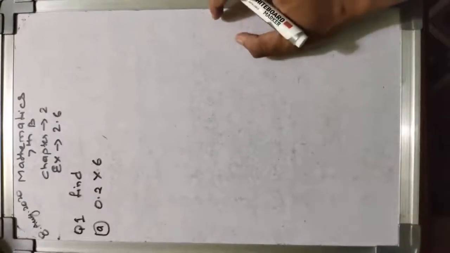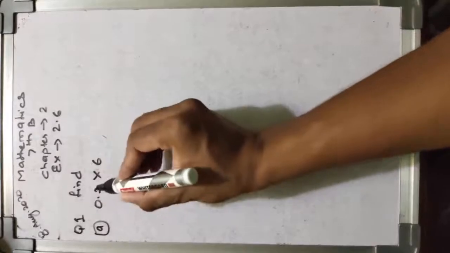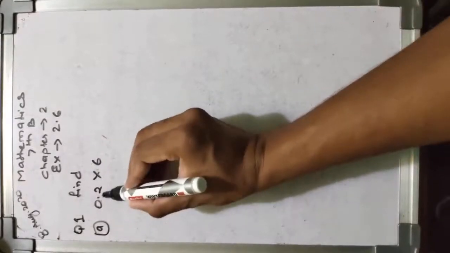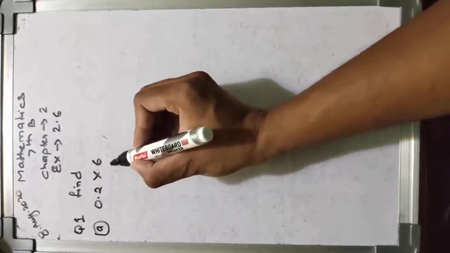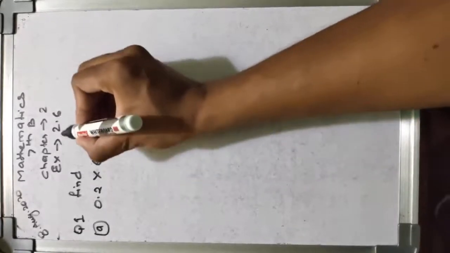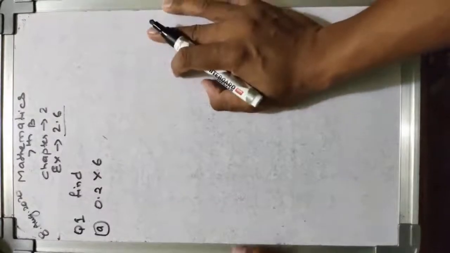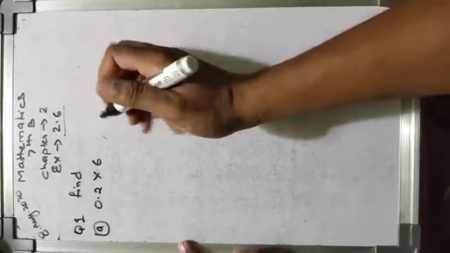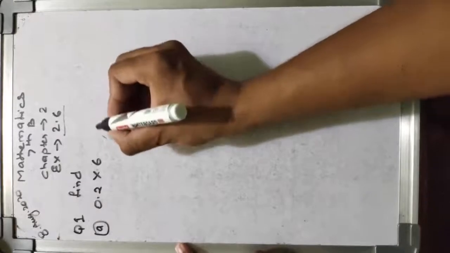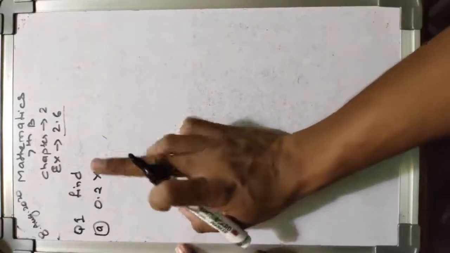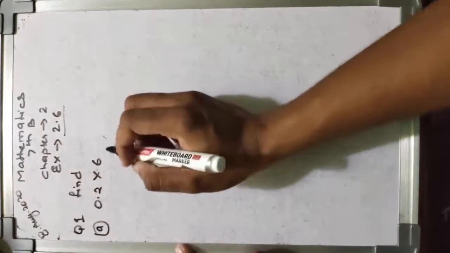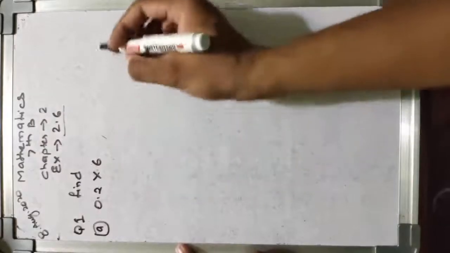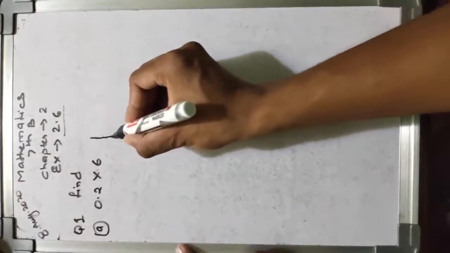So today you are going to learn how to multiply a decimal number and a natural number. This is the first question of exercise 2.6. There are two ways to do it. You can multiply directly, and there is another way: you convert this decimal number into a natural number, like 6. 6 has no decimal part. So I'm going to show you both the methods.